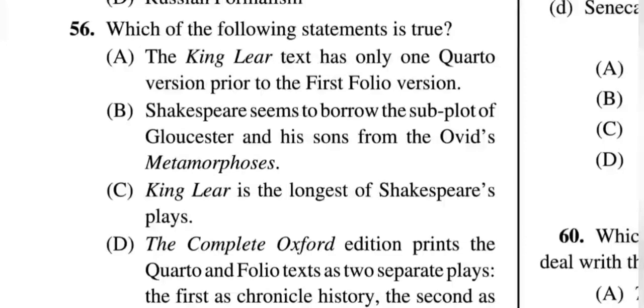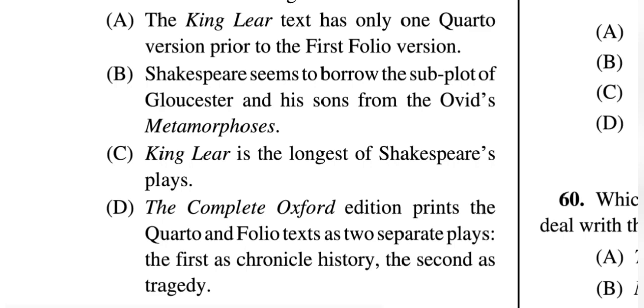A, the King Lear text has only one quarto version prior to the first folio version. So King Lear is a tragedy. As you have seen from the title itself, it's about King Lear and his daughters, how he distributed his wealth to his daughters and what ramifications he got after that. So it's a tragedy. So A, we have read.